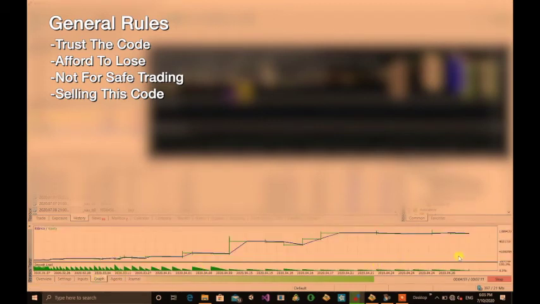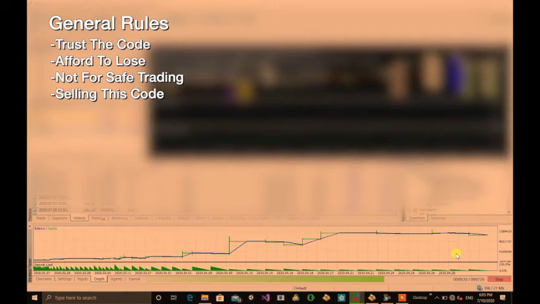So what I'm saying is, this is definitely not for safe trading. It's not for making $200, $300, maybe $500 a month, maybe $200, $150 a week. This is not for this. This EA is not for doing that. This EA is for multi-positioning, for scaling. It will gain a lot.